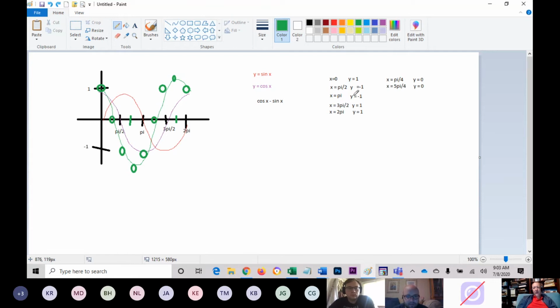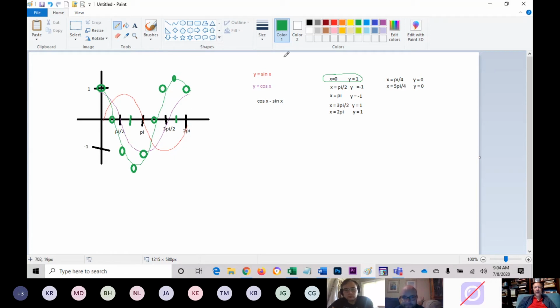Okay, so you understand how we got this one, right? So if x is 0, the cosine of 0 is going to be 1. Okay. And the sine of 0 is going to be 0. So 1 minus 0 is 1. So do you understand how I got this green circle right here? So you took, yeah, I think so.